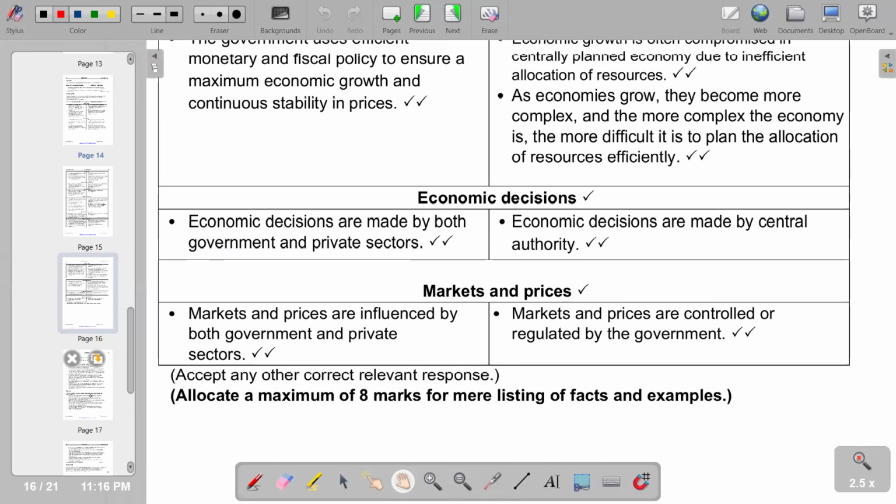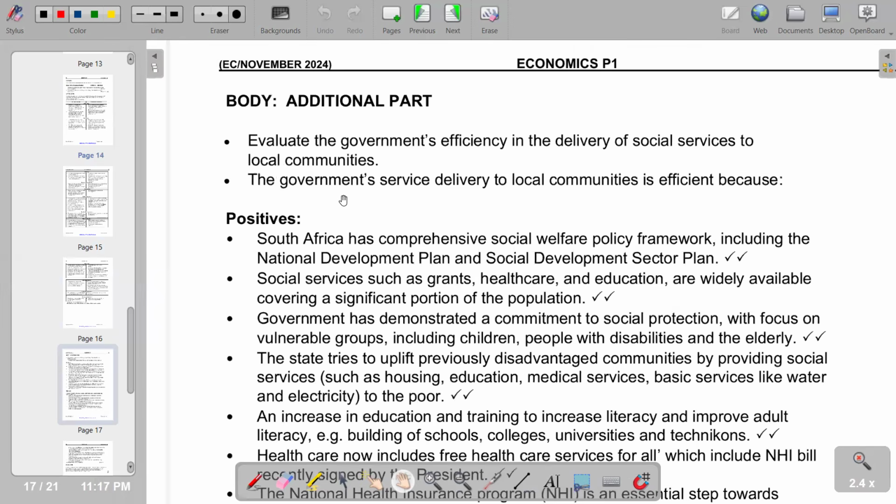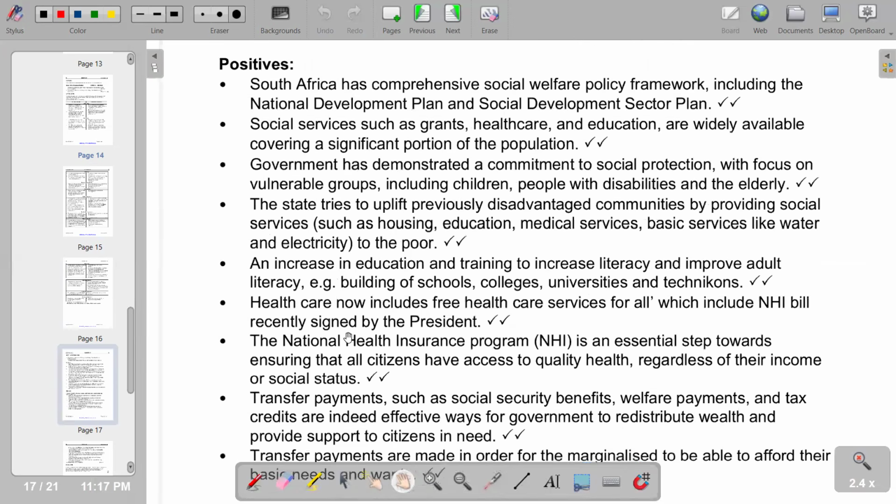And then, of course, we continue with the additional part, whereby we have to evaluate the government efficiency in the delivery of social services to local communities. Firstly, the positives: South Africa has a comprehensive social welfare policy framework, including the National Development Plan and Social Development Sector Plan. Social services such as grants, healthcare, and education are widely available, covering a significant portion of the population. So, further points we have under the positives.